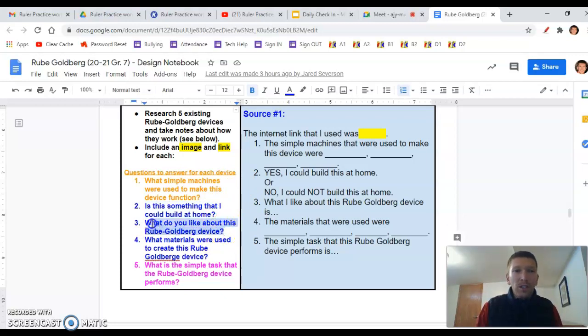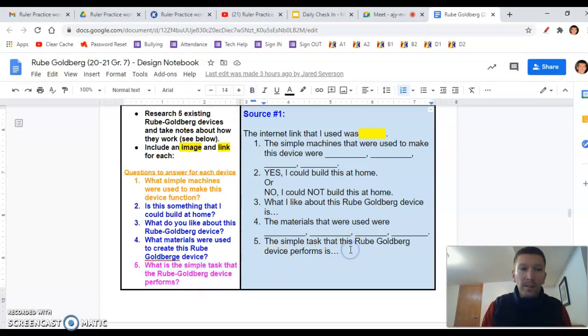The third question, what do you like about the Rube Goldberg device? The fourth one, what materials were used? I think this is an important one, because if you're looking up ideas but you don't have the materials, it may not be too practical for you to look up that one, but hopefully you're getting ideas. So we're going to write down the materials that were used in this section. And the fifth one is, what is the simple task that the Rube Goldberg device performs?